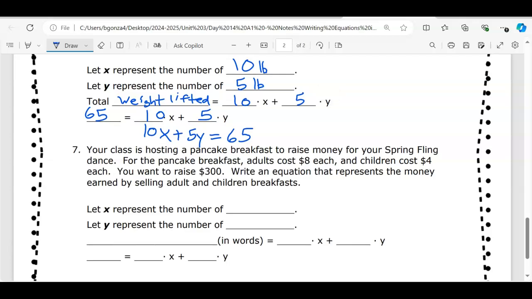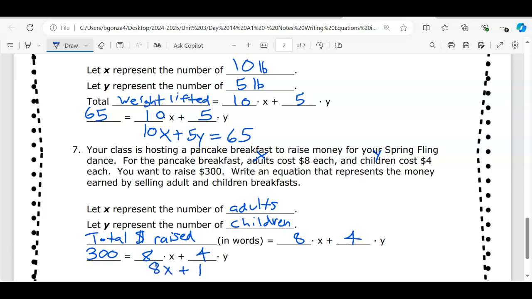Last one, your class is hosting a pancake breakfast to raise money for your spring fling dance. For the pancake breakfast, adults and children. You got X, you got Y. X is the number of adults. Y is the number of children. And then total money raised is going to be 8X plus 4Y. So 300, 8X plus 4Y. And I'd like to rewrite that as 8X plus 4Y equals 300. Okay?